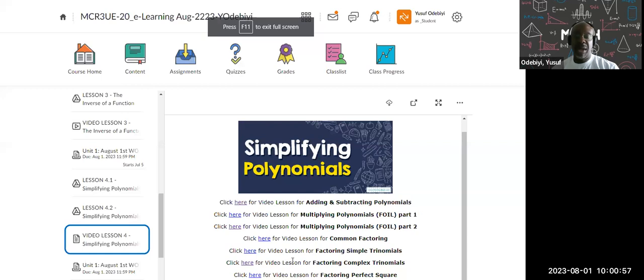So we talked about that was complex trinomial factoring. The simple one is just doing product and sum. We talked about that. And a perfect square. Let's look at that, a perfect square.